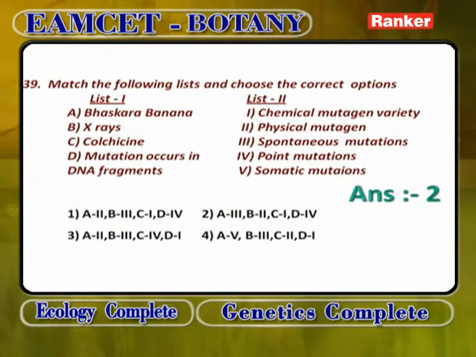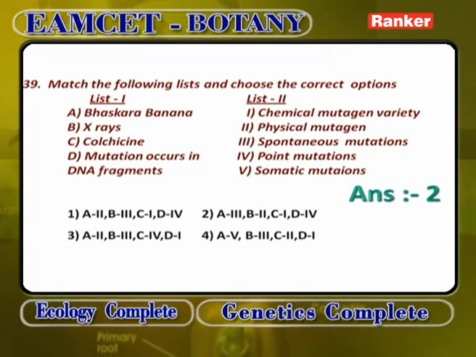Now this is a matching. Match the following and choose the correct options. Bhaskara banana, I just told you, is a spontaneous mutation. So A is 3. X-rays, B is 2, physical mutagens: X-rays, gamma rays, alpha rays, neutrons all come under physical mutagens. C, colchicine, C is 1, chemical mutagen.